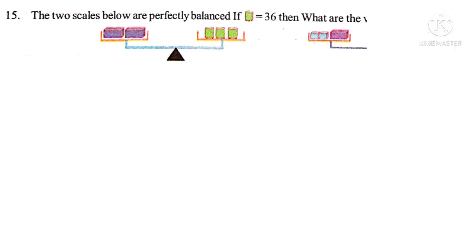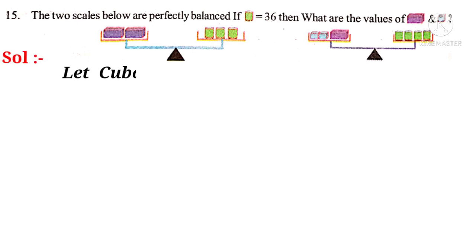Now 15. The two scales below are perfectly balanced. If one cylinder is 36, then what are the values of cuboid and cube? Solution. Let cuboid is equal to x, say. Let cube is equal to y, say.